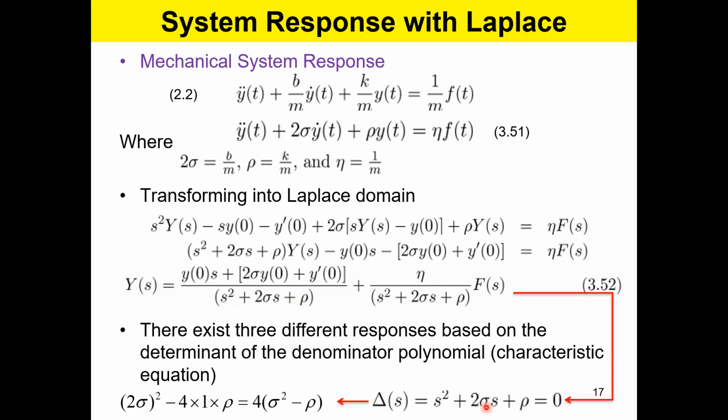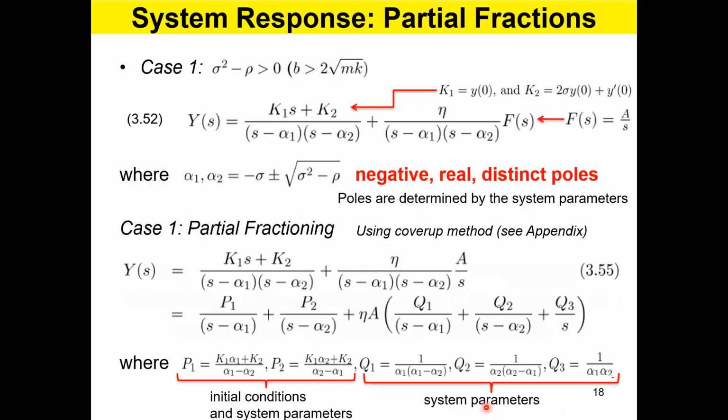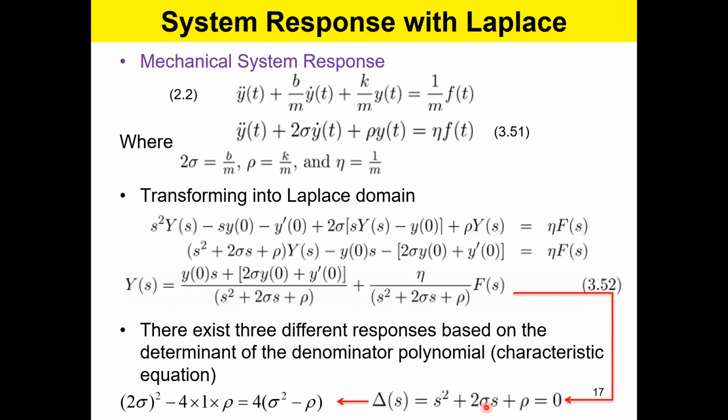That is case number one. Case number two: if the determinant is zero, then this equation is going to have two coincident real roots. The two roots are on top of each other and they're both real, but they're coincident, right? They're on top of each other. Then you get a different response.